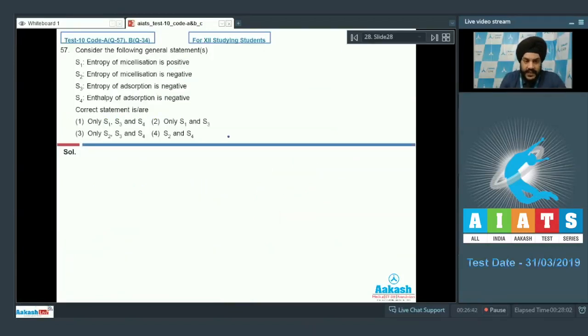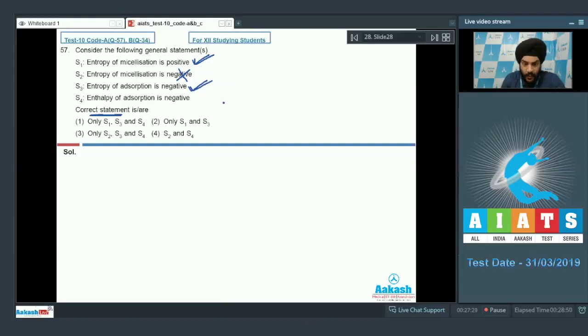Question number 57. Consider the following general statements, and the examiner is interested in the correct statements. If you look at S1, which says that the entropy of mixing is positive, this statement is correct, students. Mixing proceeds with an increase in the entropy of the system. Statement 2 says entropy of mixing is negative. This is incorrect, students. The entropy increases during the mixing process as we had seen in the first statement. Statement 3 says entropy of adsorption is negative. This is correct, students. Gaseous molecules lose their randomness when they get adsorbed on a surface.